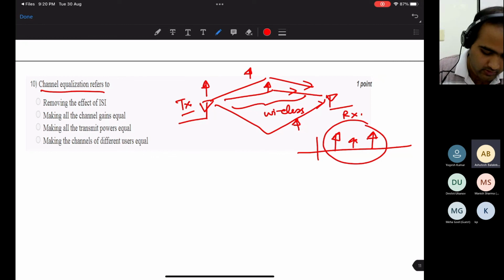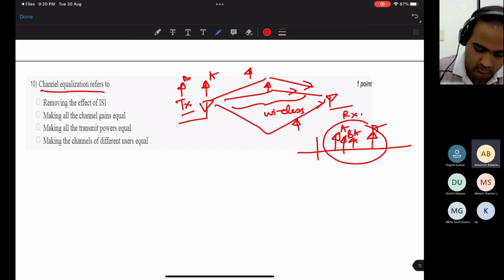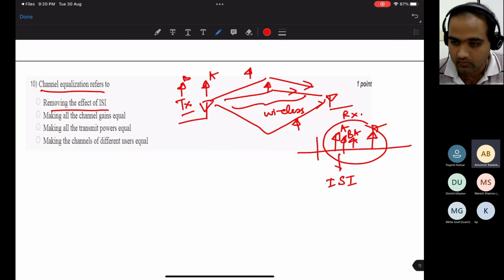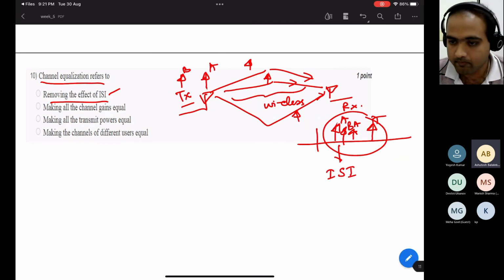Say you are having another symbol, so this is A and this is B. There can be a possibility that you have copies of A, and in between you also have a copy of B. When you have this kind of situation, it is called inter-symbol interference. To remove this inter-symbol interference, we have to do what is called channel equalization, which we will see in the next week. So this is the answer: removing the effect of ISI. Okay. Any doubt up to here?